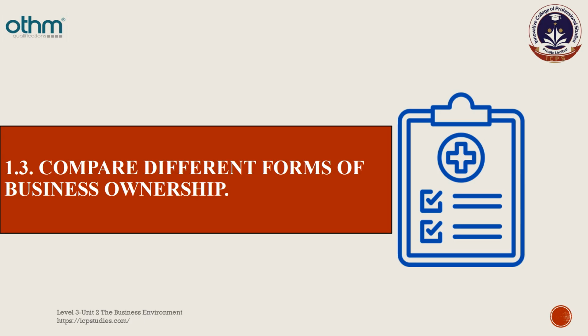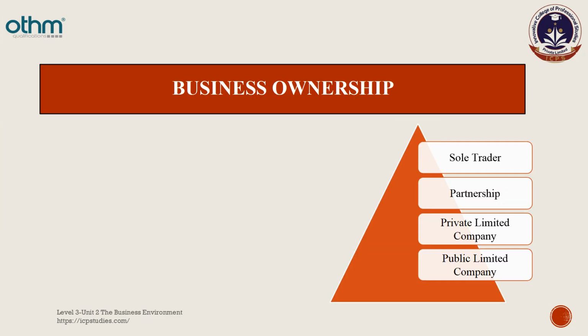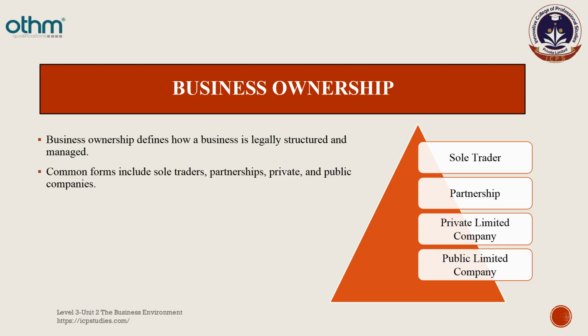Okay, so now we have the third assessment criteria of the first learning outcome, and in this assessment criteria we will compare different forms of business ownership. We have a total of four types of business ownership. First, we have to understand what business ownership is. Business ownership defines how our business is legally managed and legally structured. The common forms of business ownership, as you can also see in the picture, are four in total. The first is sole traders, second is partnerships, third is private limited company, and fourth is public limited company.